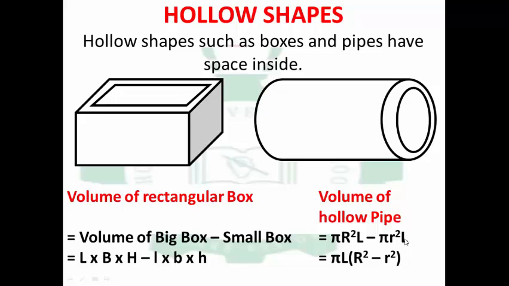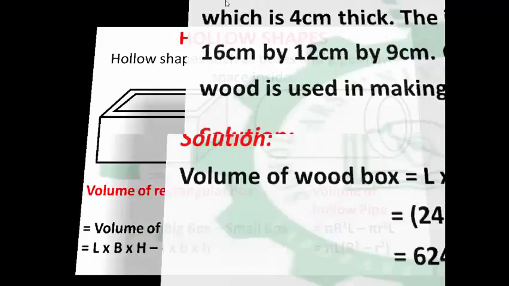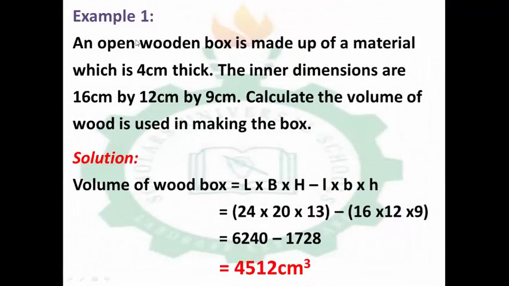Now let's take an example. An open wooden box is made up of a material which is 4 centimeters thick. The inner dimensions are 16 centimeters by 12 centimeters by 9 centimeters. Calculate the volume of the wood used in making the box. Now the volume of the wood box is length times breadth times height. So that is for the external dimension, and for the inner dimension, you have small letters representing that. So the external minus the inner.